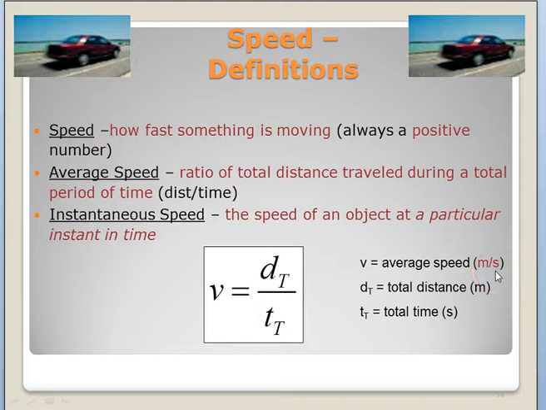Remember a while ago I told you that in this class every equation we have has specific units associated with it, and for this one happens to be meters per second for speed, meters for distance, and seconds for time. So make sure you write that down. Make sure you understand that to calculate speed for this equation you have to have speed in meters per second.